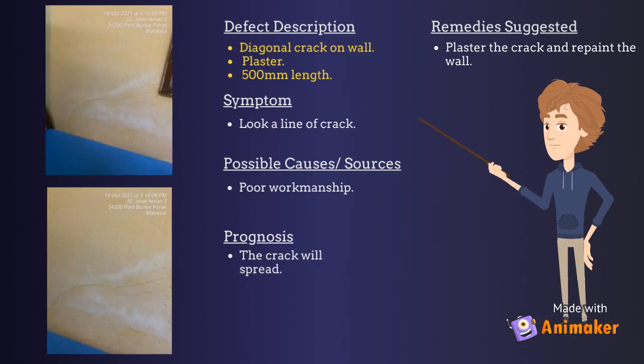The second defect from the wall element is diagonal crack on wall. The symptom is a line of crack. Possible cause is poor workmanship. The prognosis is the crack will spread. The remedy suggested is plaster the crack and repaint the wall.